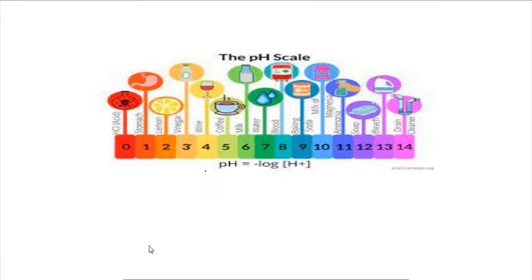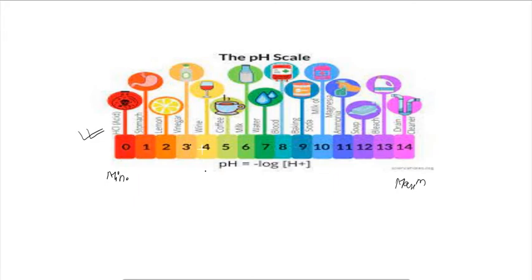The minimum value for the pH scale is 0 and the maximum value which we can obtain is 14. Here you can see that HCl acid has the value 0, which is the dangerous acid. The acid in our stomach has a pH value of 1. Lemon has a pH value of 2. Vinegar has a pH value of 3.